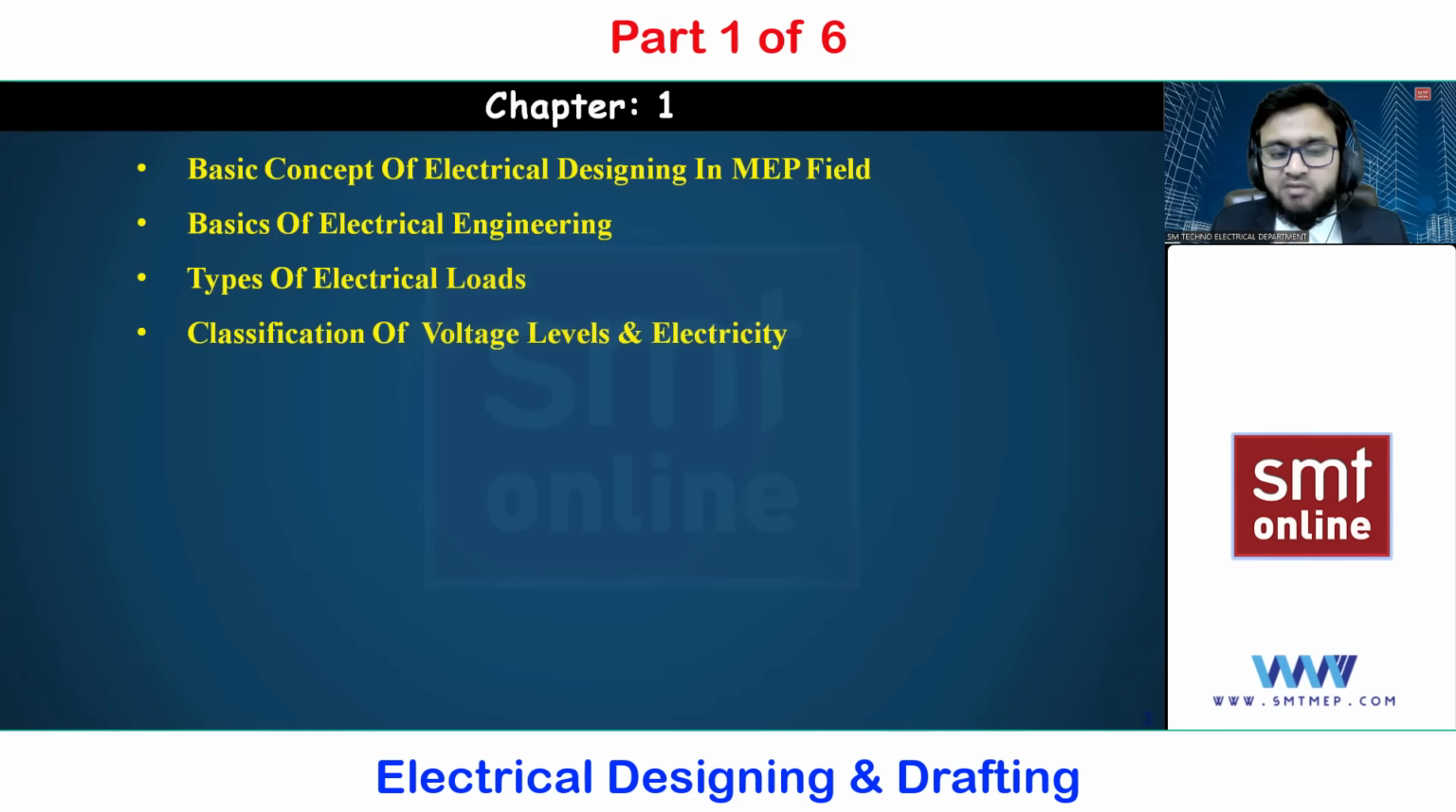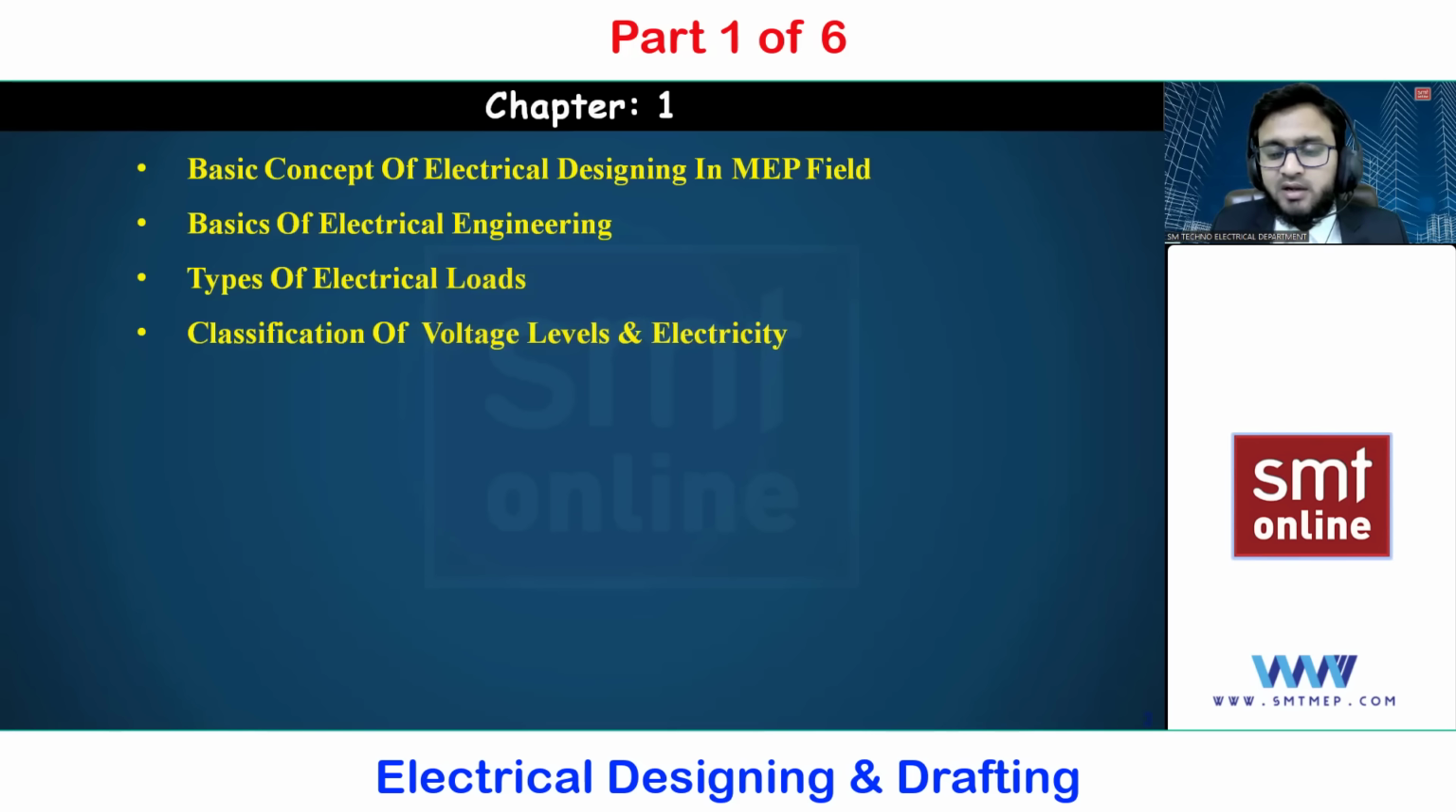When you talk about the classification of voltage levels in an electrical distribution system, the voltage has been classified into 5 to 6 different levels based upon the capacity and the demand. And when you talk about the classification of electricity, it is in terms of generation and in terms of distribution.